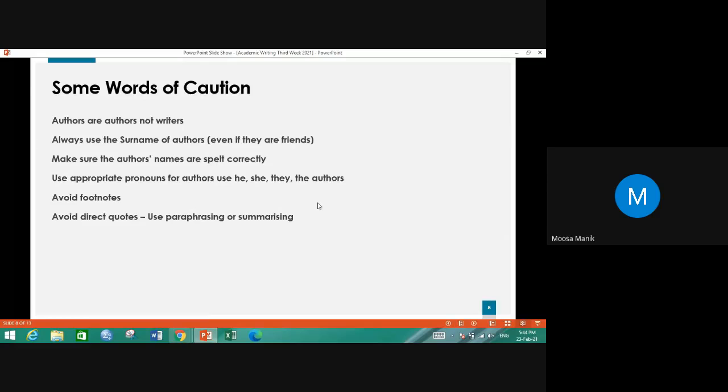So if you use direct quotes all the time, your lecturers will think, why do you always keep using direct quotes? Does it mean that you don't know? Does it mean that you don't have time to go through it and put it in your own words? So make sure of these things, because they are very important. Using direct quotes is not a well-liked idea. Make sure that you do not use it. Okay.